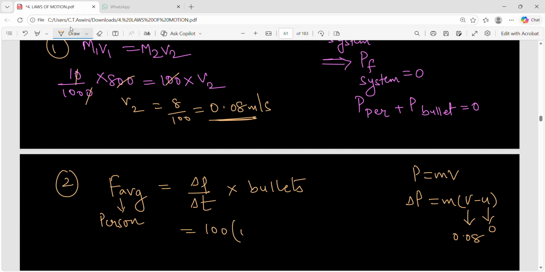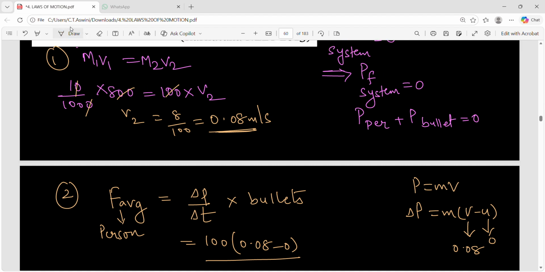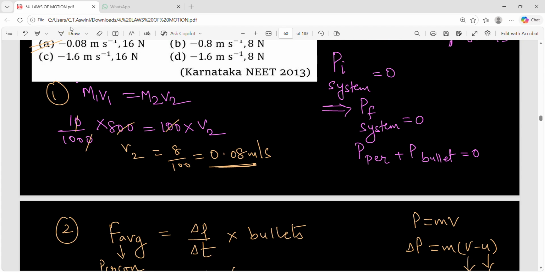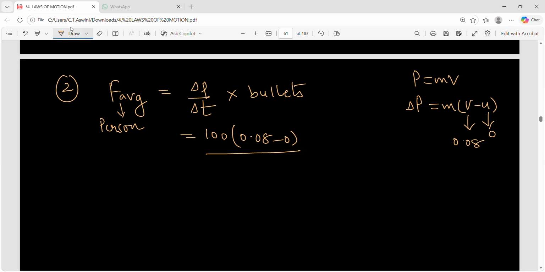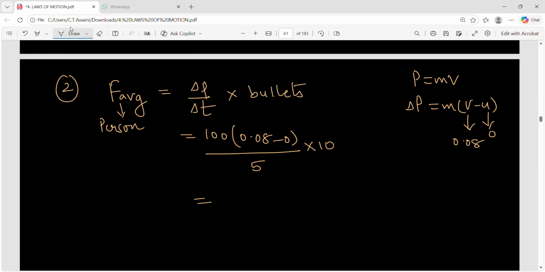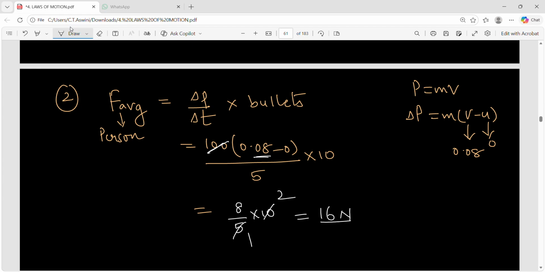Mass is 100. Final velocity 0.08. Initial velocity 0. Time, what is the time given? Time is 5 seconds. So 5 seconds, and number of bullets is 10. So just simplify this. How much do you get? So 2 decimals and 2 zeros cancel. So you'll get 8 by 5 into 10. So 5 one time, 5 two times. So 8 into 2. So this is 16 newtons.